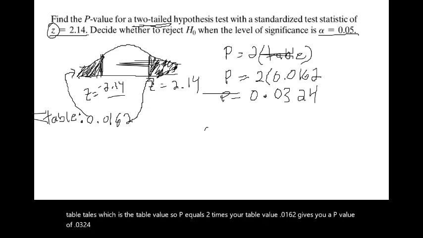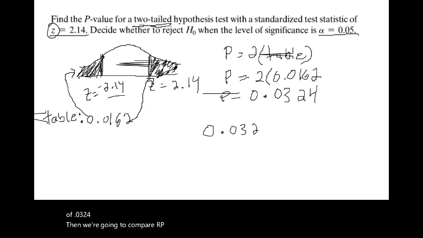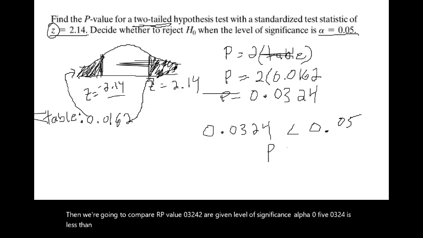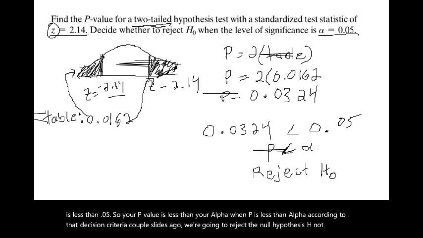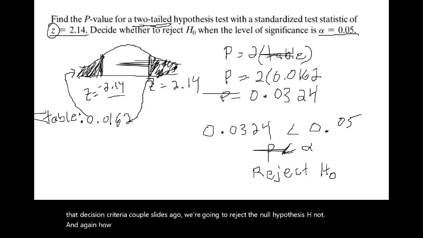Then we're going to compare our p-value, 0.0324, to our given level of significance alpha, 0.05. Well, 0.0324 is less than 0.05, so your p-value is less than your alpha. When p is less than alpha, according to that decision criteria a couple slides ago, we are going to reject the null hypothesis H0. And again, how to interpret that is going to depend on the problem. You would then interpret this initial decision in the context of the problem.